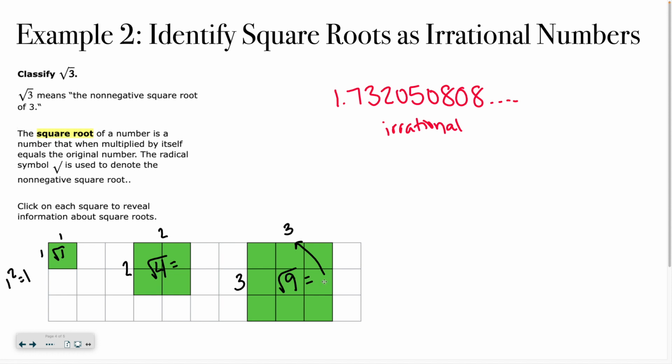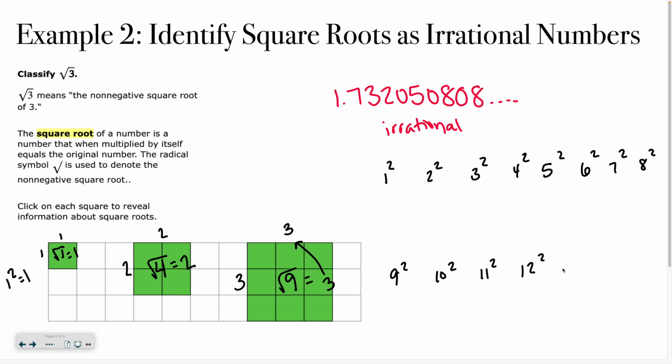So the square root of 9 is 3. The square root of 4 is 2. The square root of 1 is 1. So all of those square roots are actually going to be classified as rational. Okay, and let's quickly jot down a few more of those perfect squares. So we have 1 squared, 2 squared, 3 squared, 4 squared, 5 squared, 6 squared, 7 squared, 8 squared. Then we'll do 9 squared, 10 squared, 11 squared, 12 squared, 13 squared, 14 squared, and 15 squared.